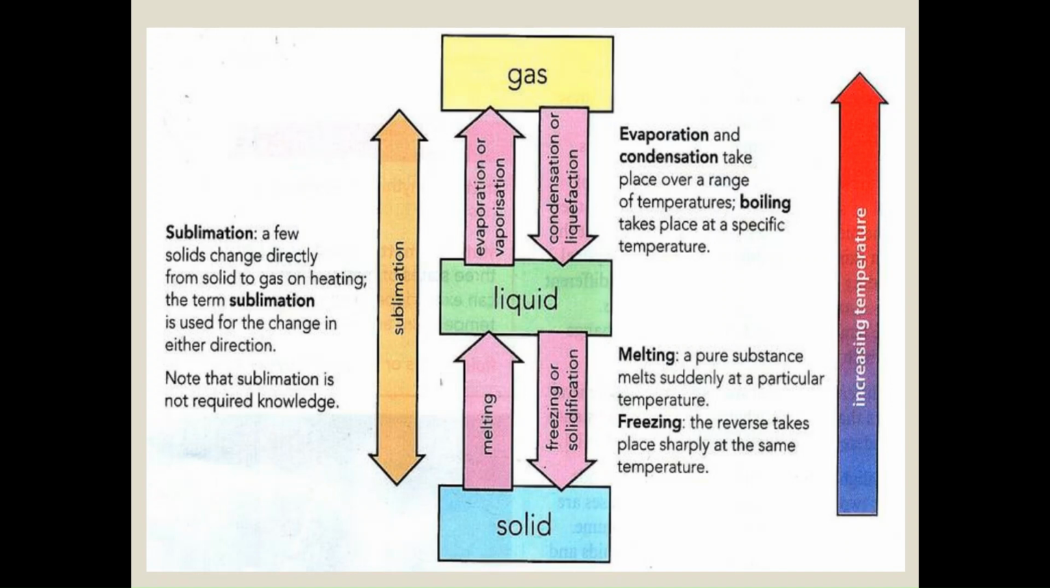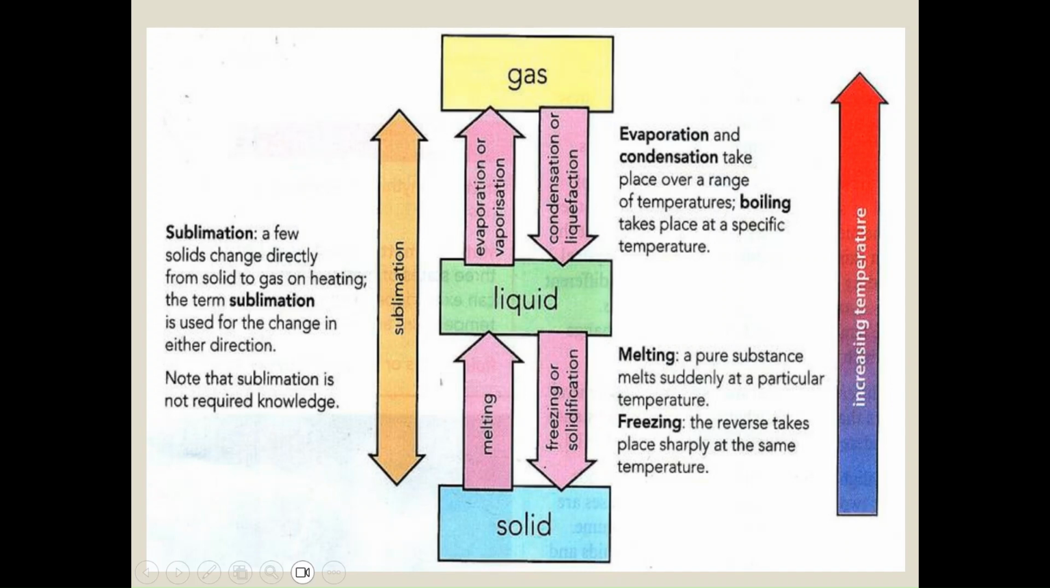But by decreasing the temperature, the particles will lose energy, and when they lose energy, they become more inactive and closer to each other, and will be turned from a state to a state. So this diagram shows how we can change matter from a state to a state, so we can convert the solid into liquid and the liquid into gas and vice versa.